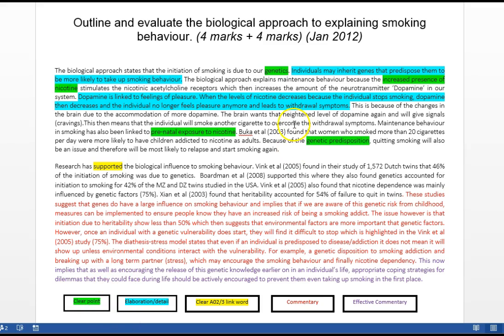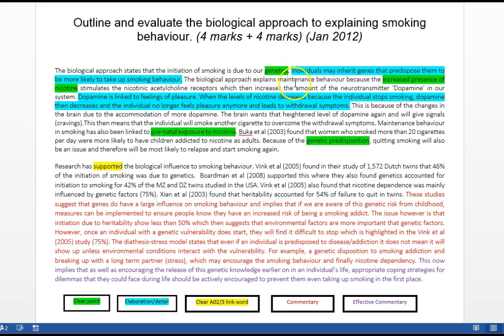If I just read it for you now, and explain to you where I would have got the marks, for example, and why. Okay, so the biological approach states that the initiation of smoking is due to our genetics. So straight away, clear point you're making. You're not waffling. You're not saying once upon a time there was a biological approach, which said, you are getting straight down there. Okay, so genetics. So individuals may inherit genes that predispose them to be more likely to take up smoking behavior. So you're elaborating. You're giving them a bit more detail about genetics. You're not just saying it's just genetics. You are going a bit further. Okay.